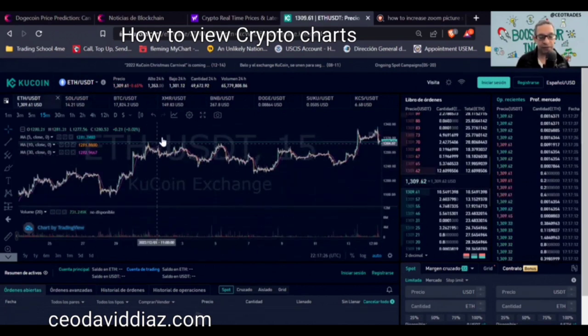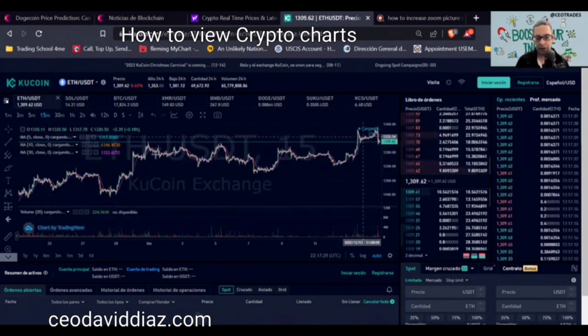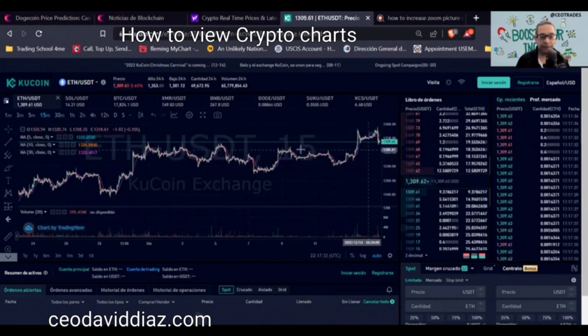And this is Ethereum. You can see this one has also had multiple tops somewhere around the $1,300 range. And I believe this one will also go down to somewhere between 1100 and 1200. And I'm going to pick up some more. These are my take for cryptocurrencies.